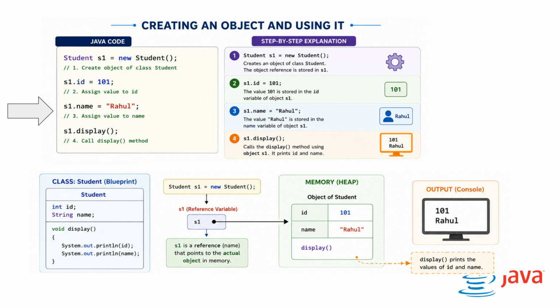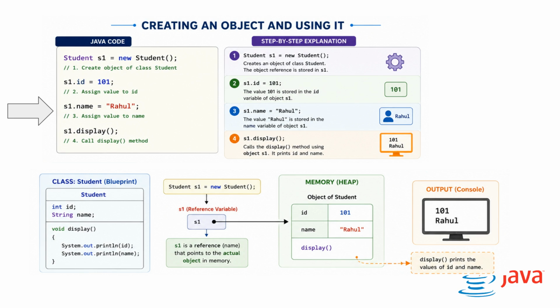The student class is the blueprint. Student S1 equals new Student creates a new object. The object is stored in heap memory. S1 is a reference variable. It doesn't contain the actual object. It stores the address, reference of the object in memory. After assigning values, the object looks like this. ID equals 101, name equals Rahul. When display is called, it reads these values from the object and prints them to the console.